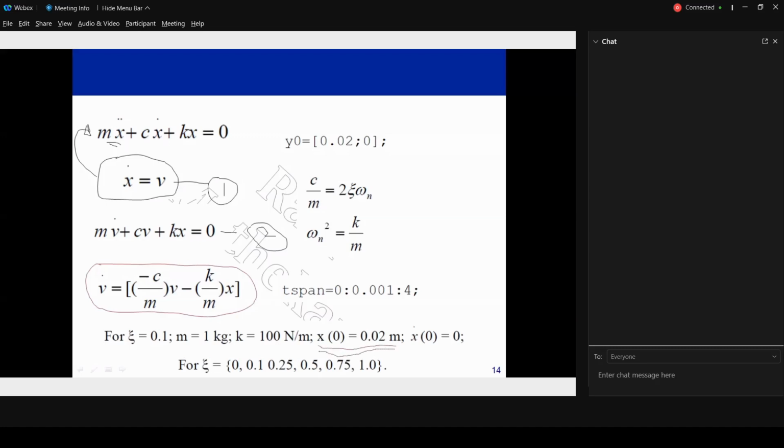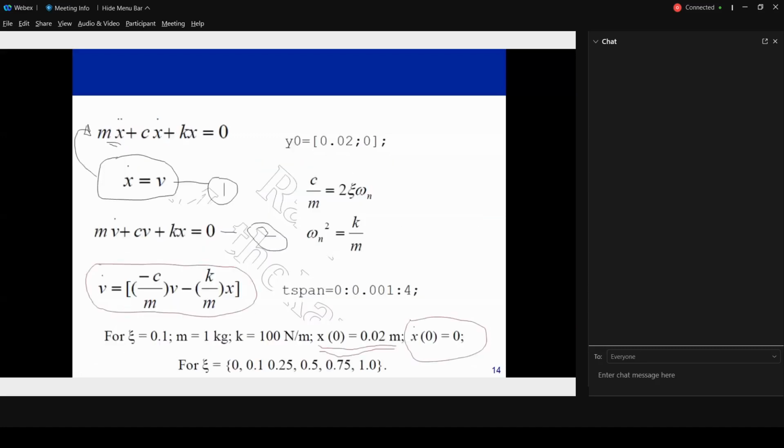Correct? Then I differentiate this, dx by dt. This is constant, so it becomes 0. So this is the second initial condition. So I have two initial conditions, and I have two differential equations which are first order. So I can code it like solving n number of differential equations.